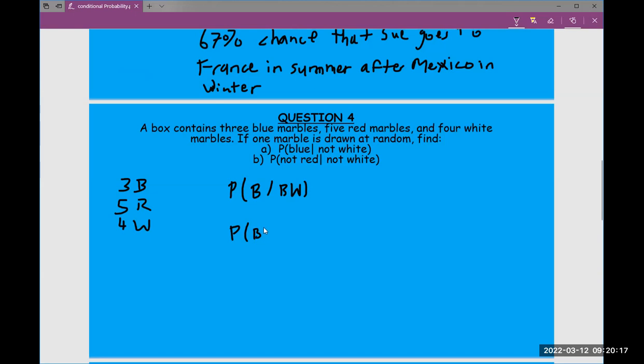Is that an R or is that a B beside the W? So B. Is that B? Okay, it's a B. So why have W there then? I don't understand why the W is there. You want to find the probability it's blue, given that it's not white. So it can be blue or red. Yeah, that's better.